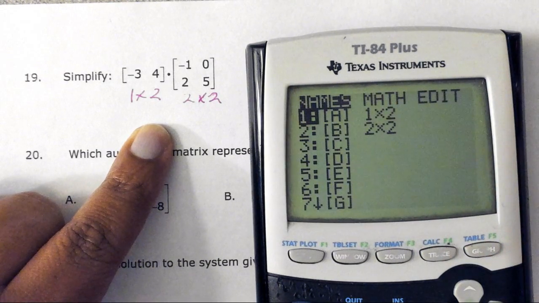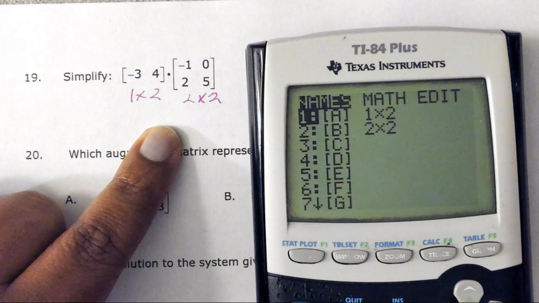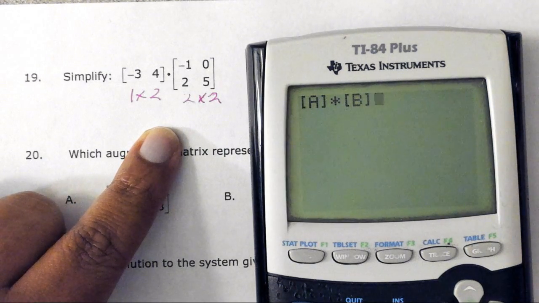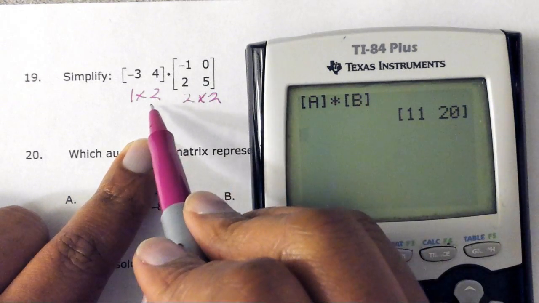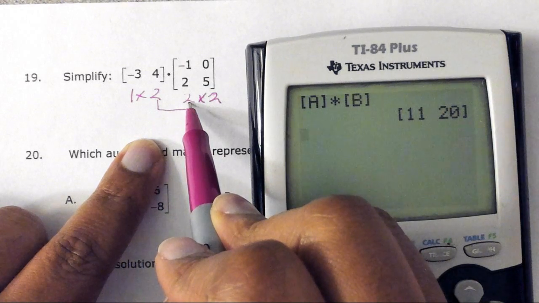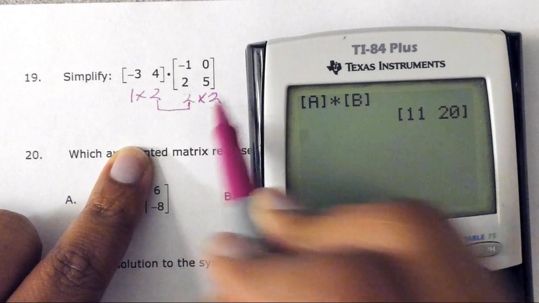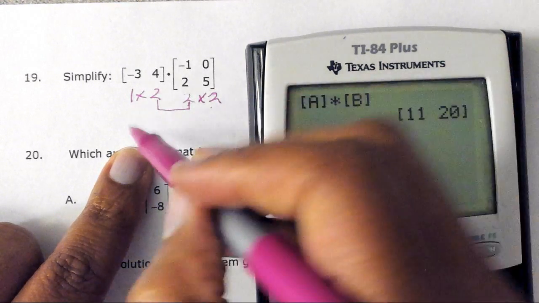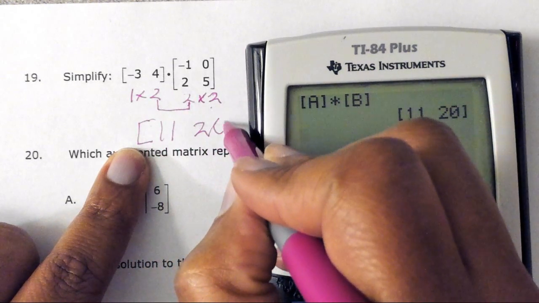Select our matrix A times our matrix B. And when we press enter, we're done. Remember, we talked about how I'm allowed to multiply because these two numbers are the same, and my resulting matrix will be a 1 by 2. And sure enough, it's 1 row and 2 entries. My answer is 1120.